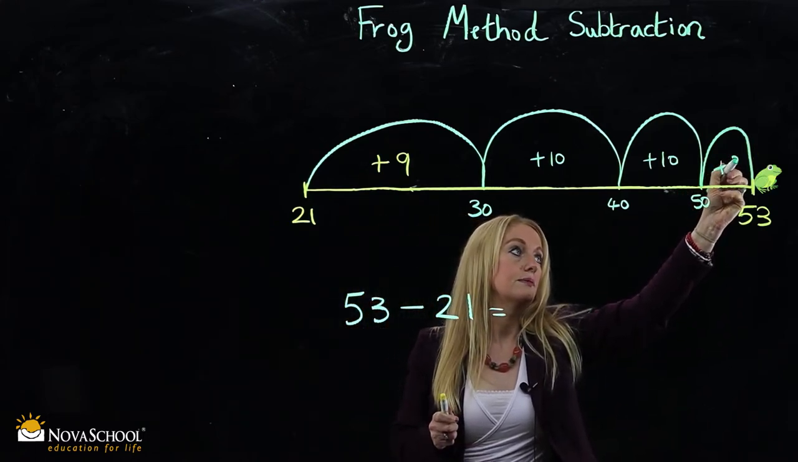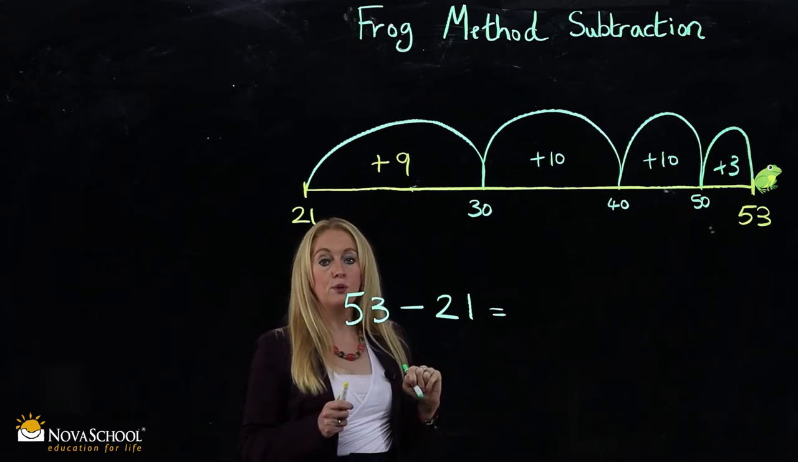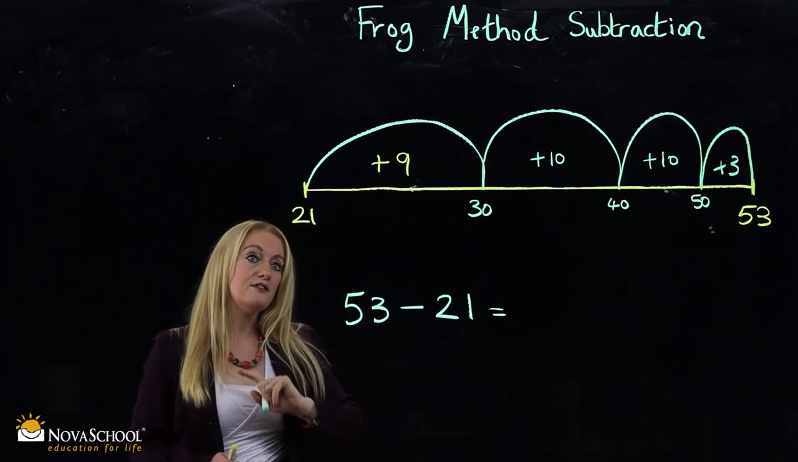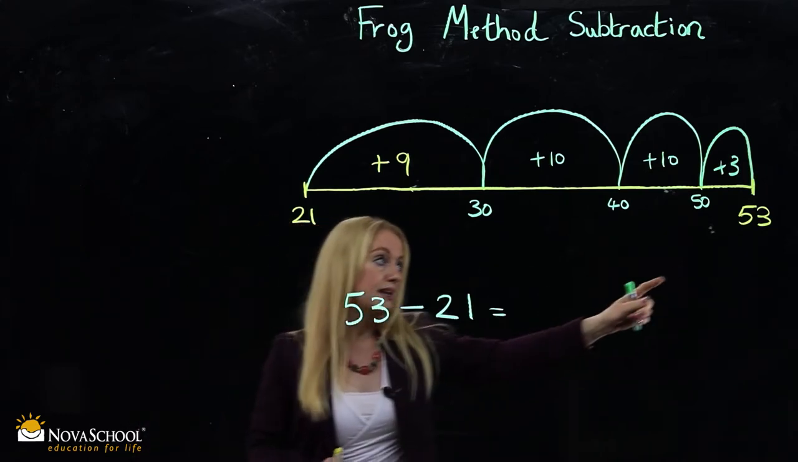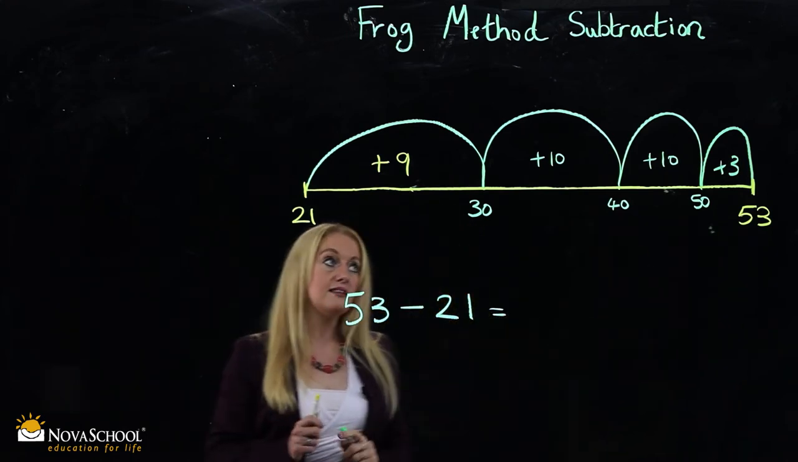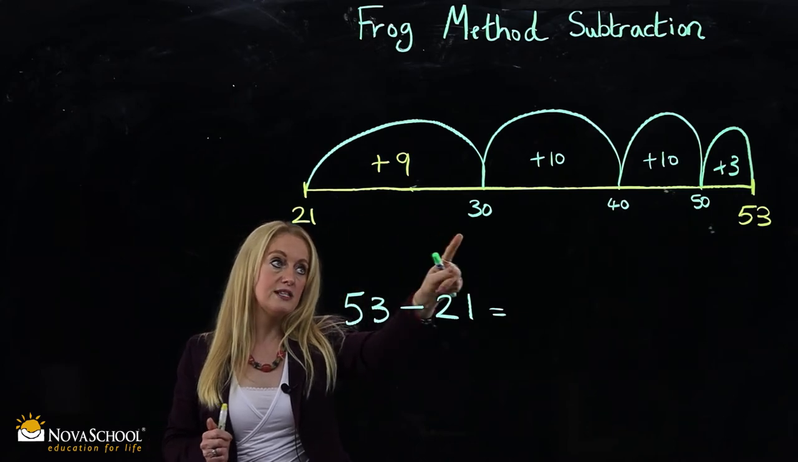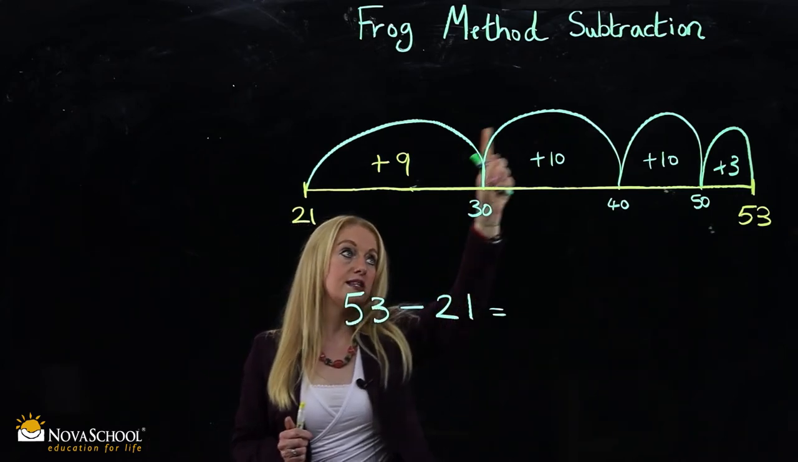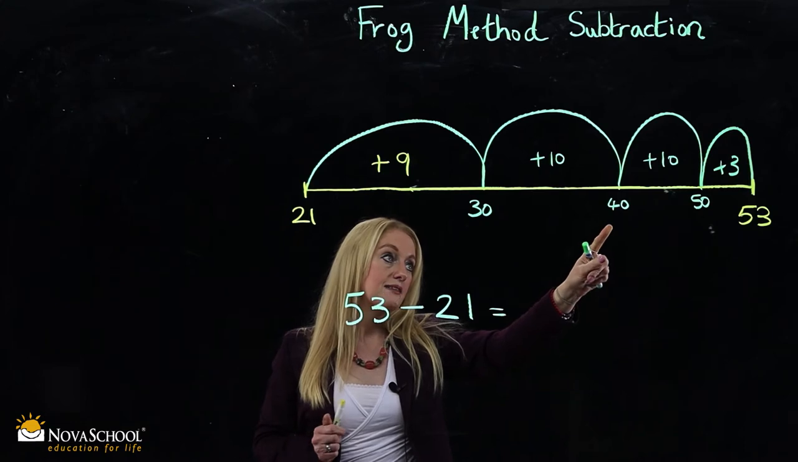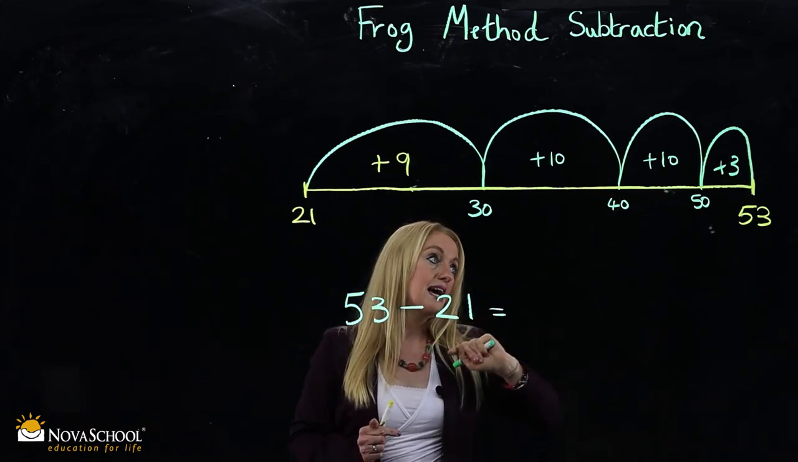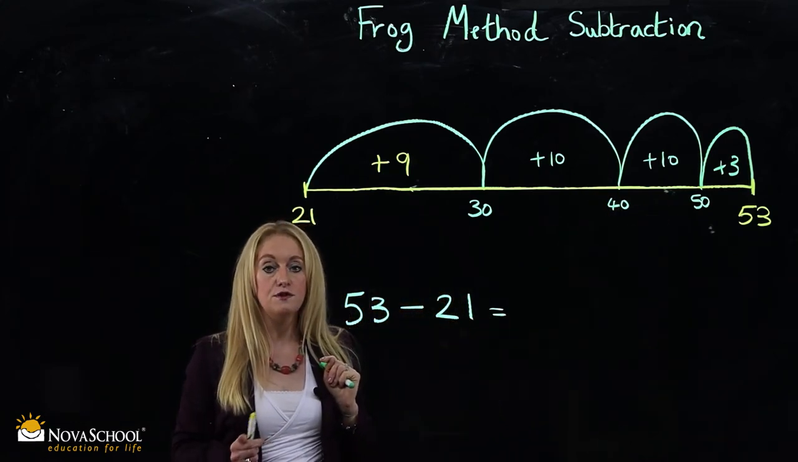Okay. So let's recap on what we've done before we come up with our final answer. We have taken the smaller number and the larger number at the beginning and the end of the line. We have added 9 here to go from 21 to 30. We've jumped another 10 to get to 40. Then we've jumped another 10 to 50 and our 3 at the end there to get to 53.